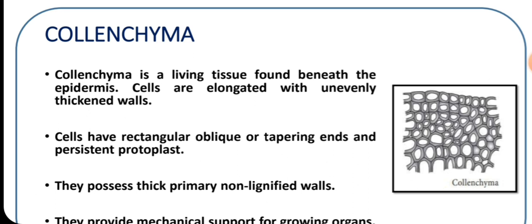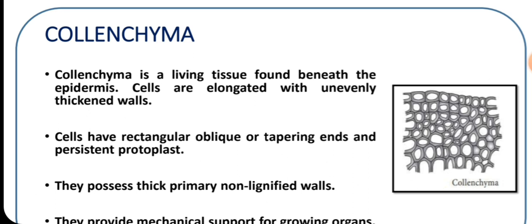These cells are elongated, very lengthy, and they have unevenly thickened walls. Their cell walls are thick, but unevenly thickened. What is the shape of these cells? They are rectangular in shape, sometimes rectangularly oblique. Oblique means slanting. They look slanting, or even have tapering ends. Tapering means narrowing, narrow ends.